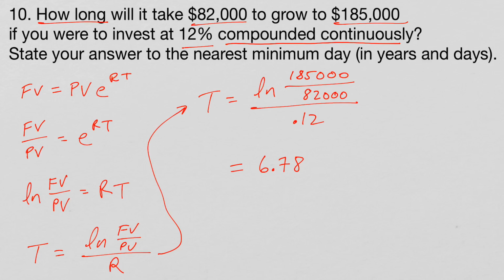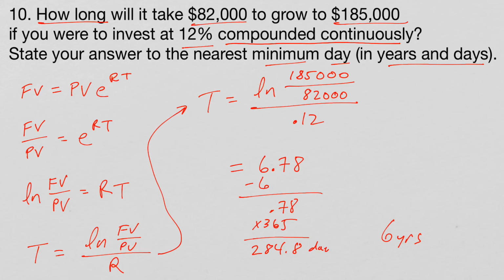Okay, now it wants the minimum day in years and days. So let's subtract out the 6, and I'm going to immediately put 6 years in my answer. So it's 0.78 years now. I'll multiply this by 365, and I'll get 284.8. But it wants the minimum, so I have to round up. No matter how low that decimal part is, I'm going to round up to 285 days. So this would take a minimum of 6 years and 285 days.